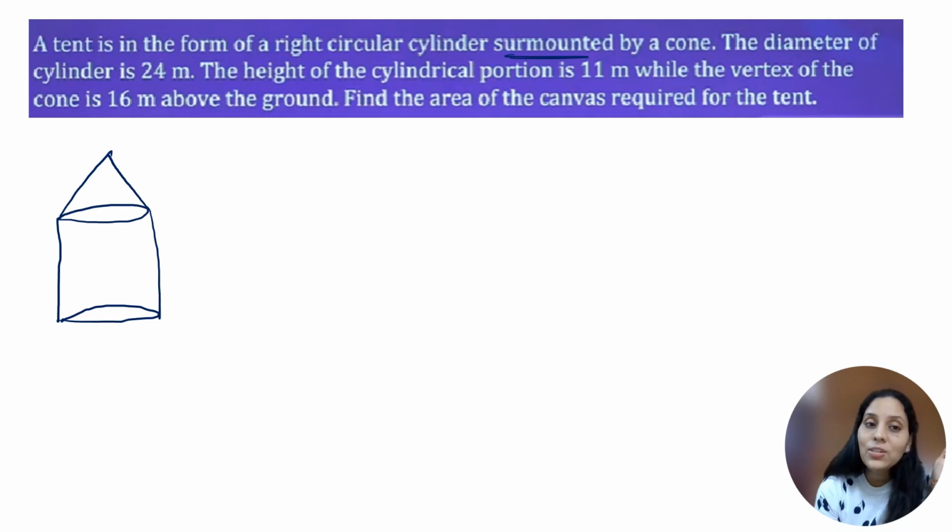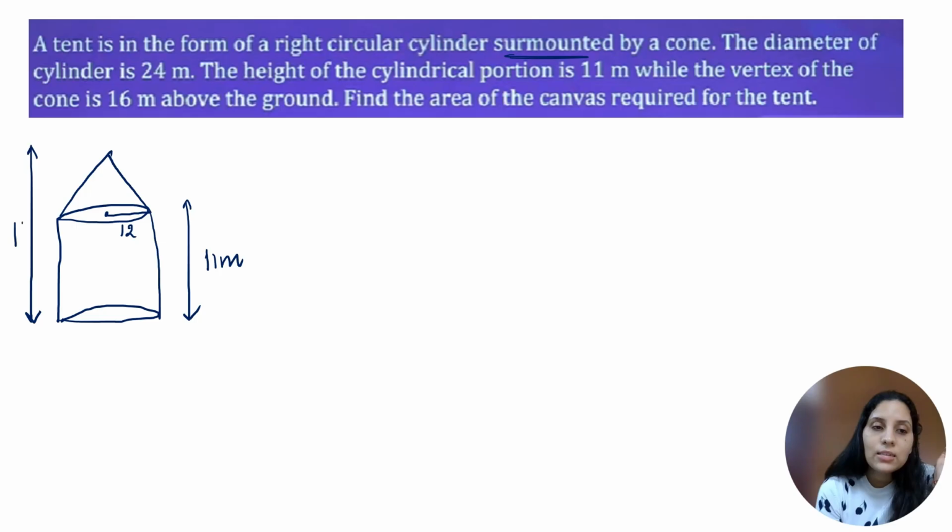Now the diameter of the cylinder is 24. So if the diameter is 24, radius is going to be 12 centimeter. The height of the cylindrical portion is 11 meters, while the vertex of the cone is 16 meter above the ground. So basically this total is 16 meter above the ground, means from the base till the vertex of the cone.